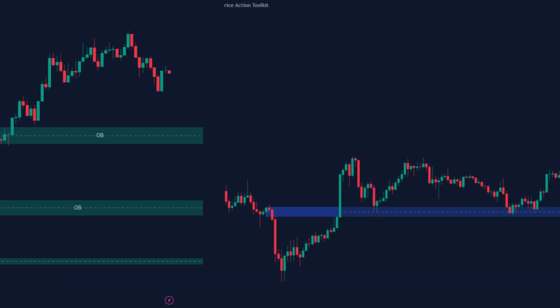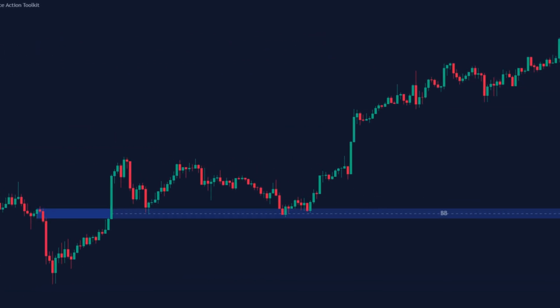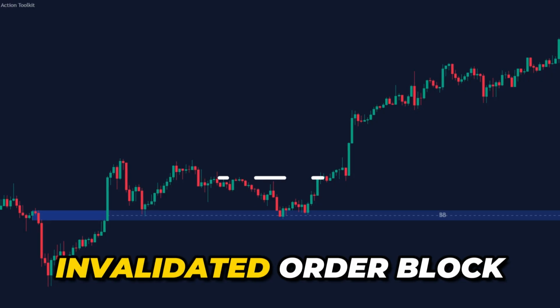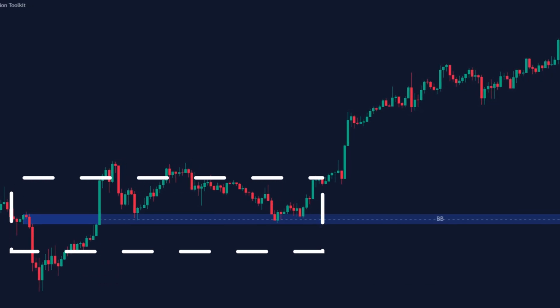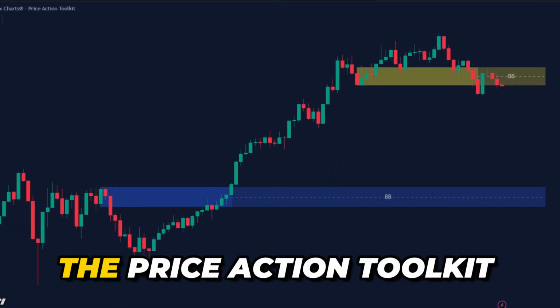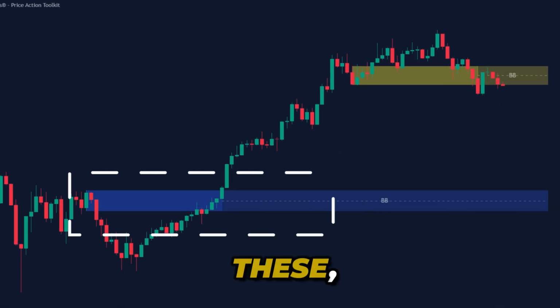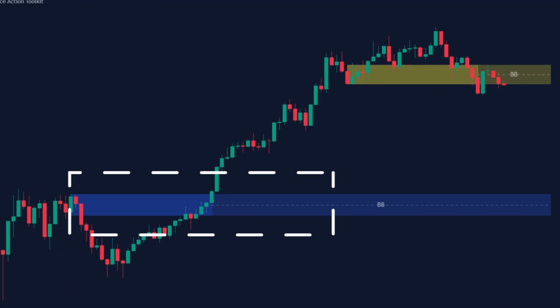Similar to order blocks, we also have breaker blocks, BB. A breaker block is an invalidated order block which signals a market structure shift from bullish to bearish or vice versa. The Price Action Toolkit automatically identifies these, helping you spot key turning points in the market.